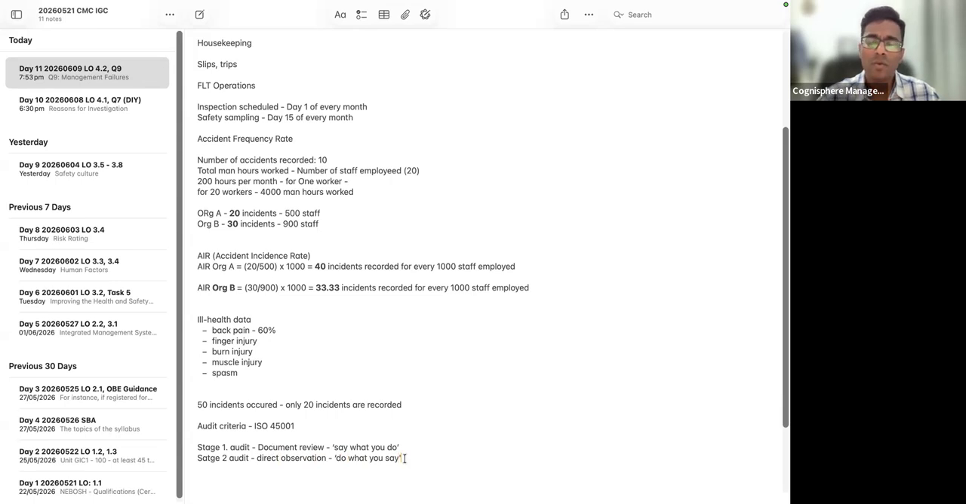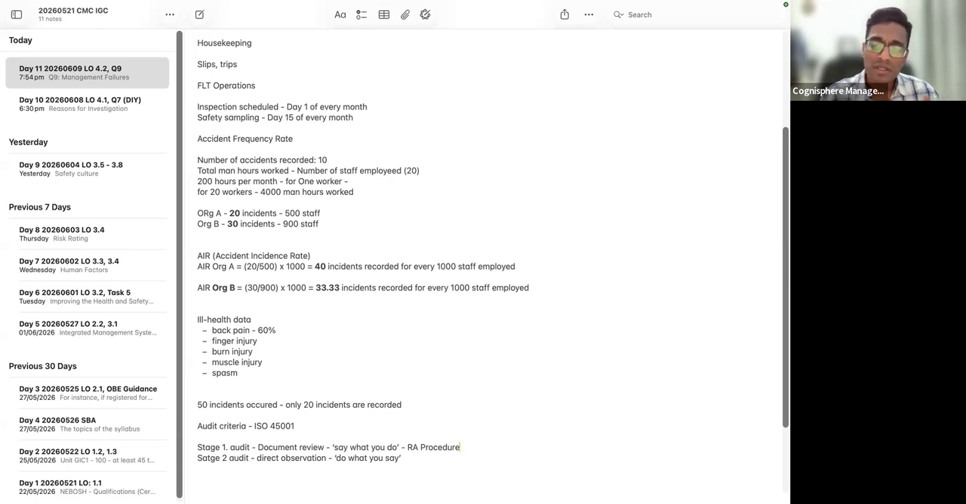So for say what you do, for example, you may have a risk assessment procedure. The procedure will tell how risk assessments are carried out in this organization. And then at stage two audit, for example, in your risk assessment you say that one of the controls is segregation of forklift trucks. As part of stage two audit, they'll go and verify: are you doing what you are saying? That means whatever you're saying in the procedure, are you implementing it or not? That would be a stage two audit.